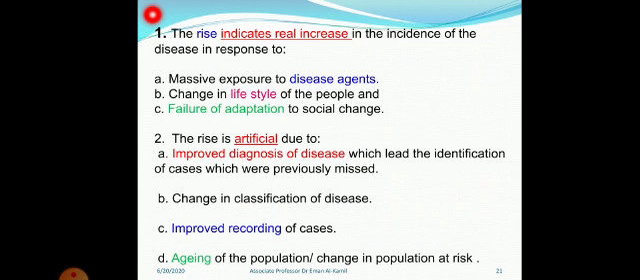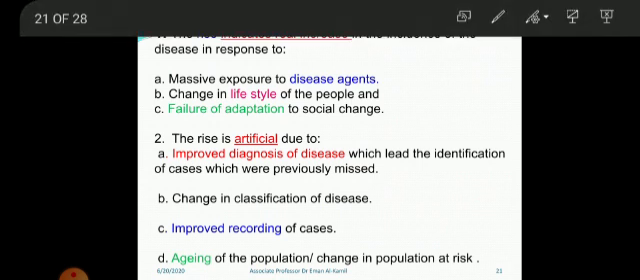One of the problems in healthcare services is the registration or recording of cases. Some of the hospitals which use electronic registration or files have computerized some of the information, so they have better records, and this may lead to an increase in the awareness of the disease. Also, aging of the population or change in the population at risk.